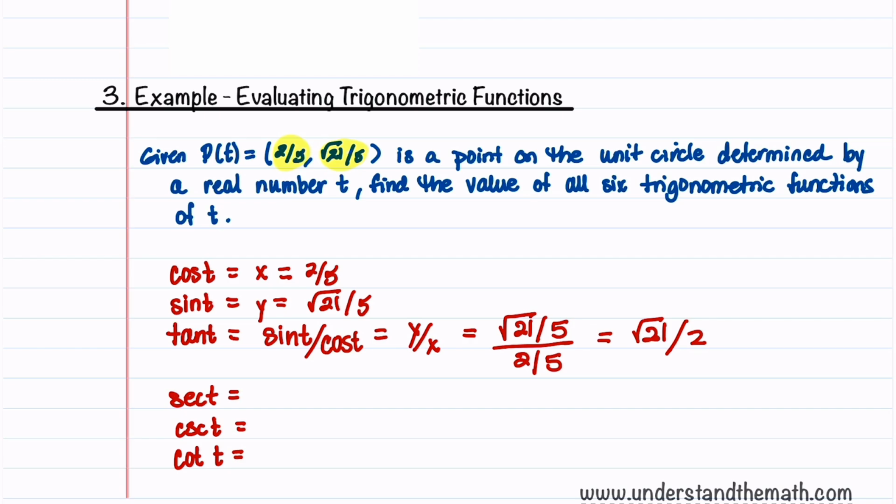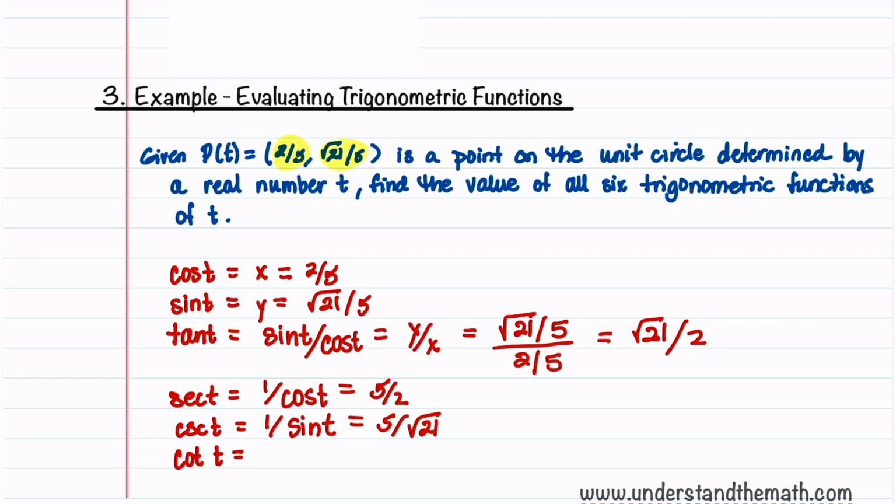Our secant t is 1 over cosine t. So we just invert our numbers for cosine, and we have 5 over 2. Cosecant t is 1 over sine t. So we'll invert our numbers for sine t, and we get 5 divided by the square root of 21.